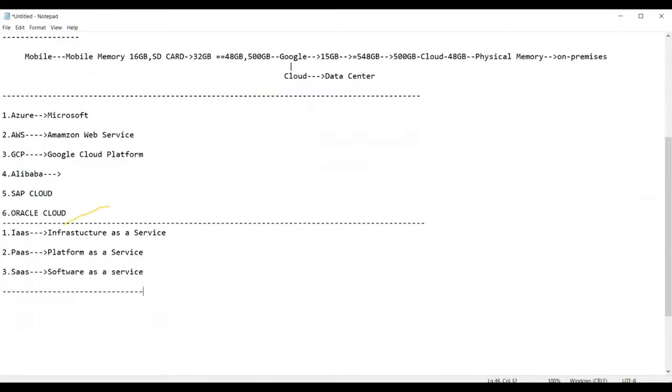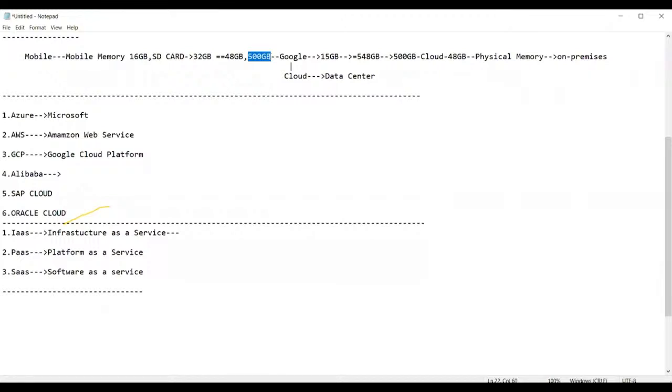Getting my point? So now the entire cloud service is classified or built according to these categories: IaaS, PaaS, and SaaS. Infrastructure as a Service means what, guys? Suppose, as we just discussed, you require 500 GB of data to be stored. That means you require space on the cloud to store the 500 GB of data.